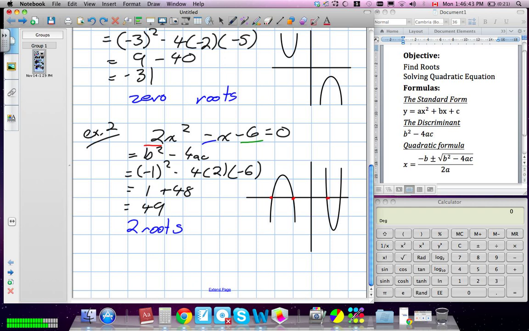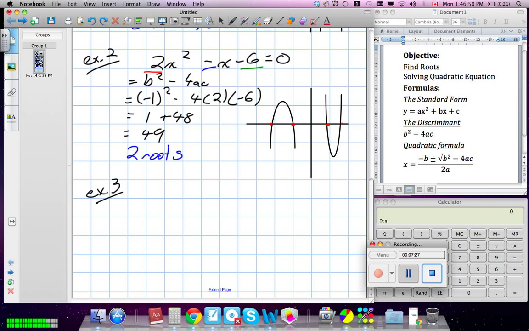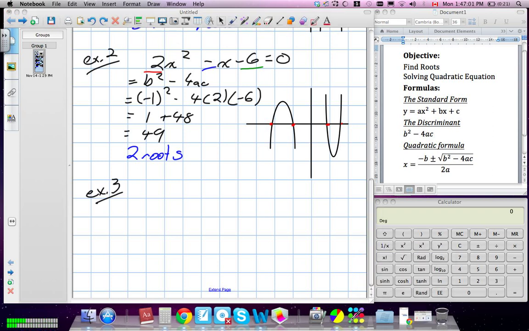Finally, 3. We have x squared minus 10x is equal to negative 25. We need to convert this to standard form. So in other words, I need to bring negative 25 to the other side. So we'll end up with x squared minus 10x plus 25 is equal to 0.